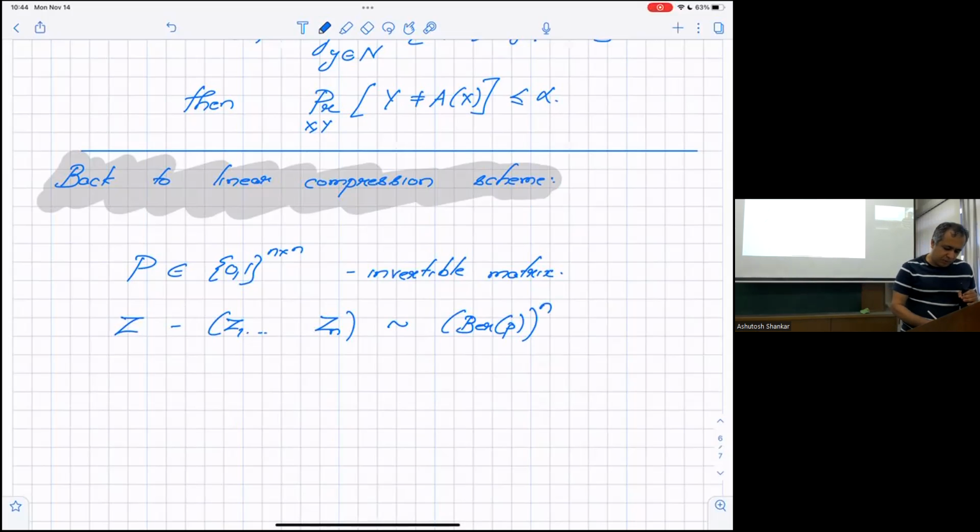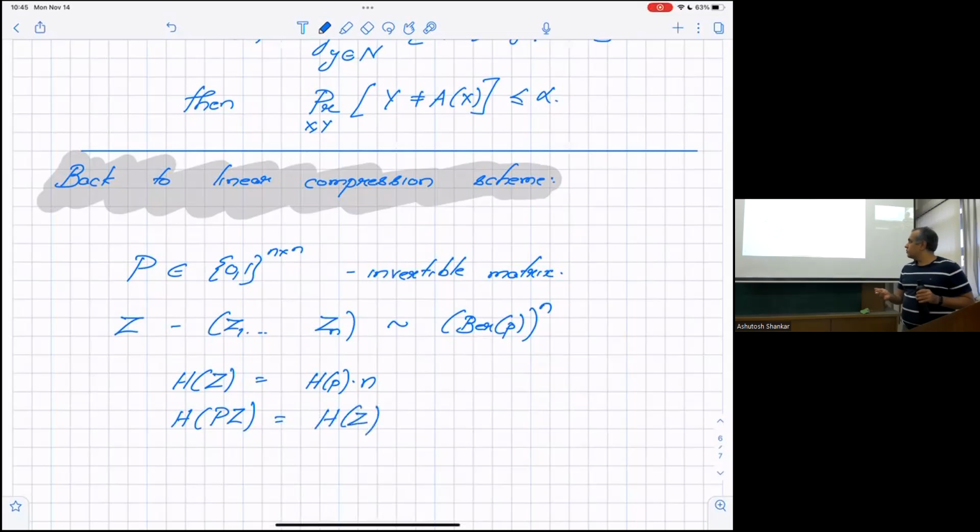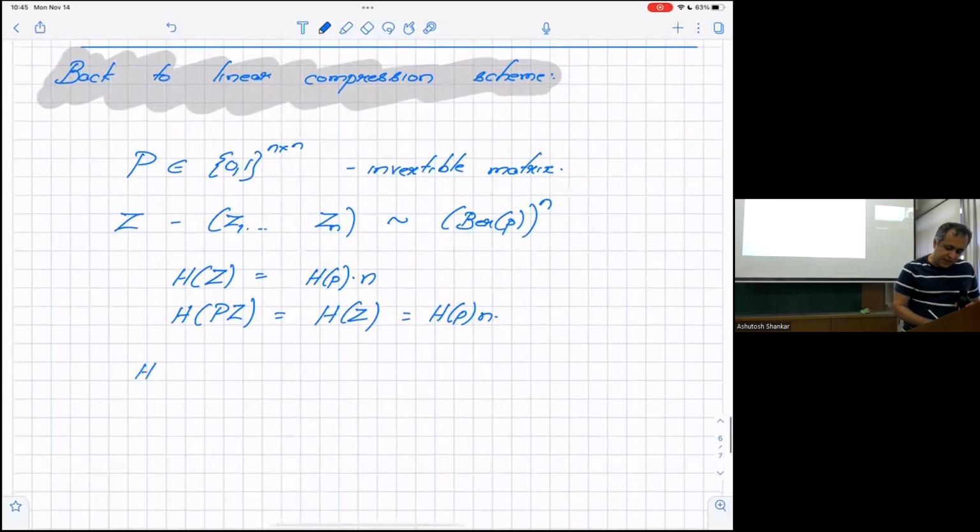What is the entropy? What is H of Z? We already saw this to be HP times n. What is H of PZ? This is just H of Z because this is an invertible transform. So this is also HP times n. H of Z has the property that it equals H of Z1 plus H of Z2 plus up to H of Zn because these are independent.